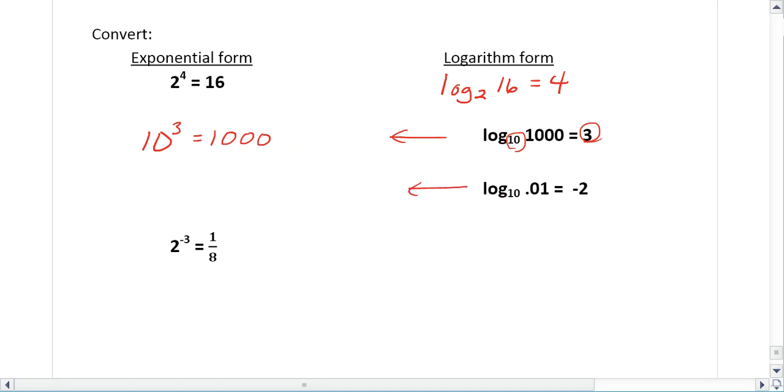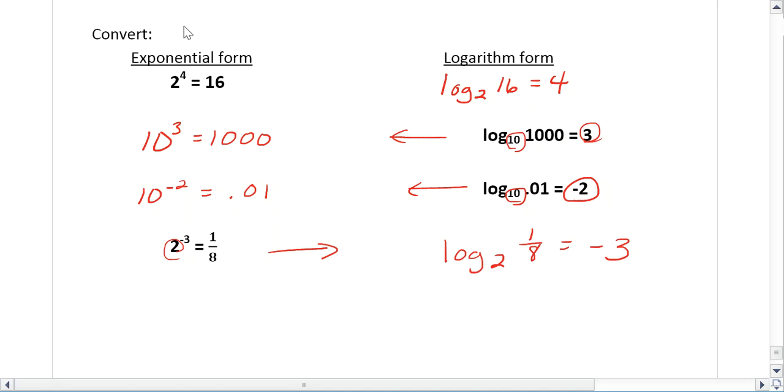And then to go backwards with this one, again, 10 is the base. The exponent is the answer, so we have 10 to the negative 2 equals 0.01. And then converting this one to logarithm form, again, the base is 2, so we have log base 2 of the answer, 1/8, equals the exponent of negative 3. So you'll be asked to do some conversions like this in your assignment to practice this.